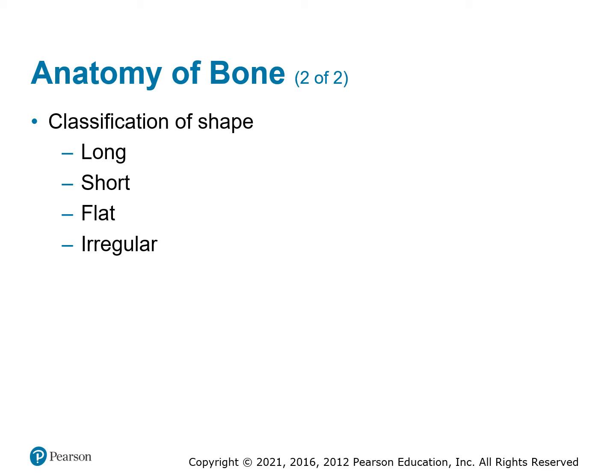Now the flat bones are going to have a flatter surface, and therefore when you think of things like the sternum, the shoulder blade, and the ribs, those are all considered flat bones. Irregular bones are bones that don't meet a specific shape. So when you think about an area like the vertebrae of the spinal column, that's going to be your example for irregular bones.